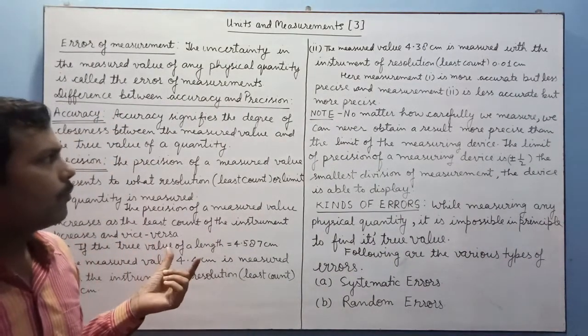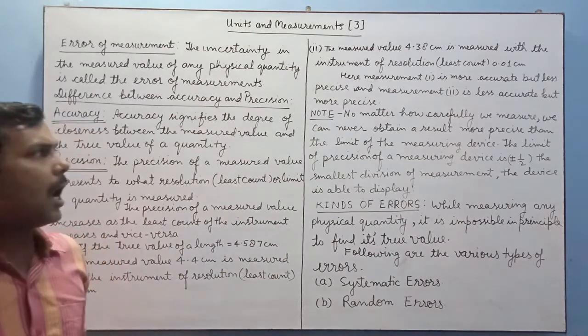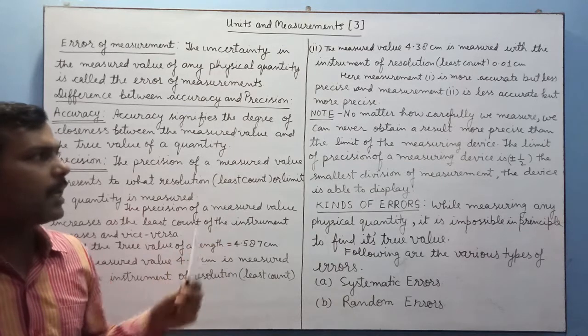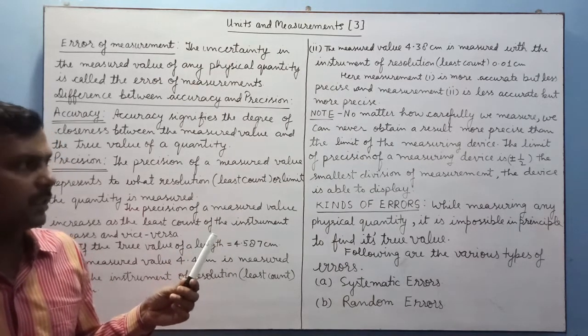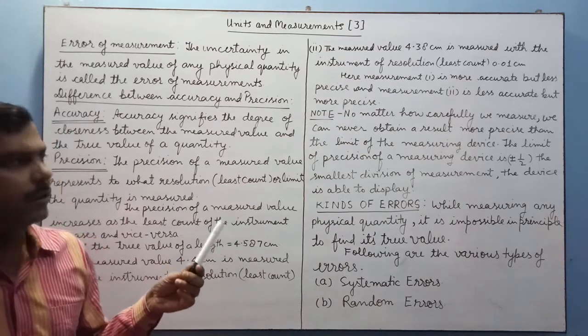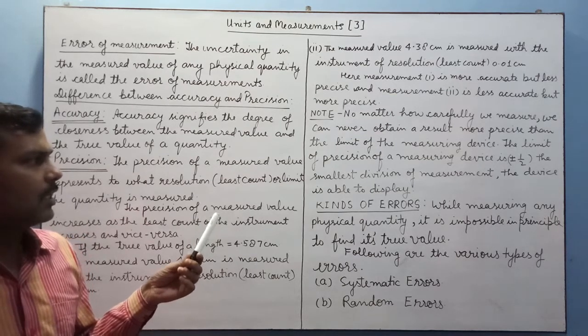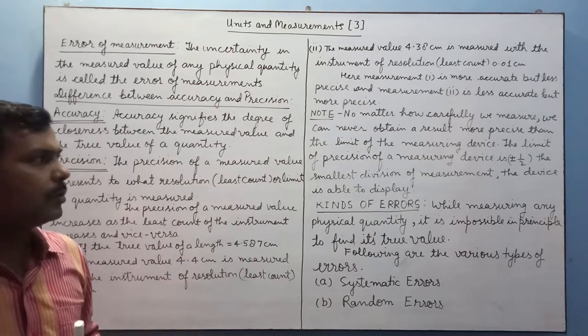Now we have to note one thing here. No matter how carefully we measure, we can never obtain a result more precise than the limit of the measuring device. The limit of precision of a measuring device is plus minus 1 by 2 of the smallest division of measurement the device is able to display.